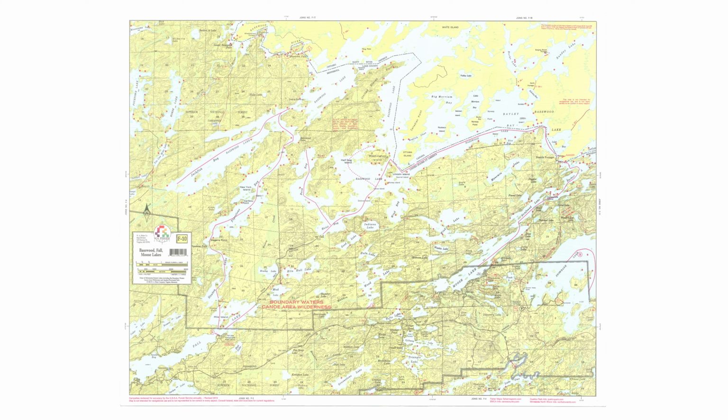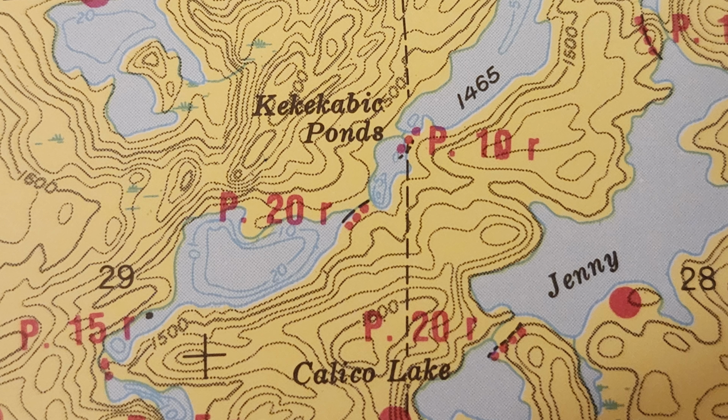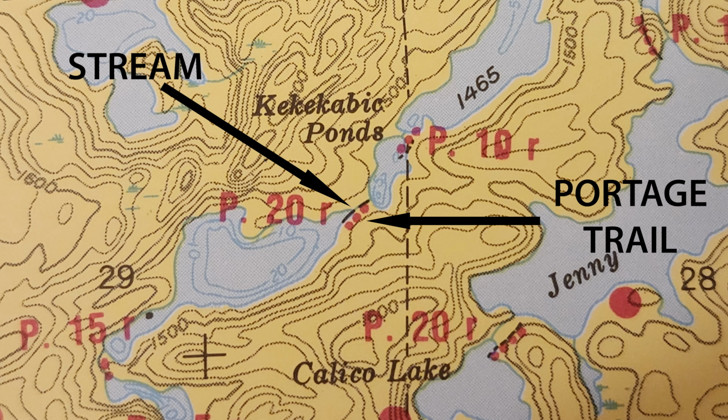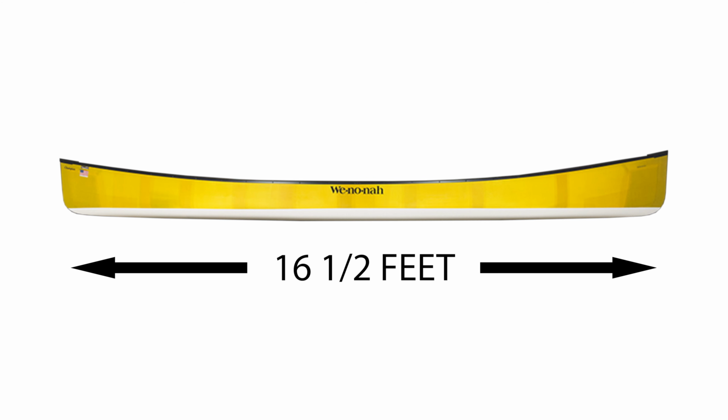Alright, now let's look at some different colors and symbols on the map. Land is yellow, water is blue, streams are black, and a portage trail is a set of red dots in a line. The length of the portage trail is measured in rods, which is the red number next to the portage trail. What is a rod, you ask? A rod is about 16.5 feet, or the length of a canoe, which was the traditional device used to measure the length of a portage trail.